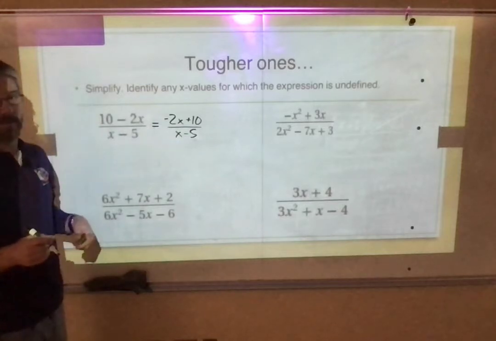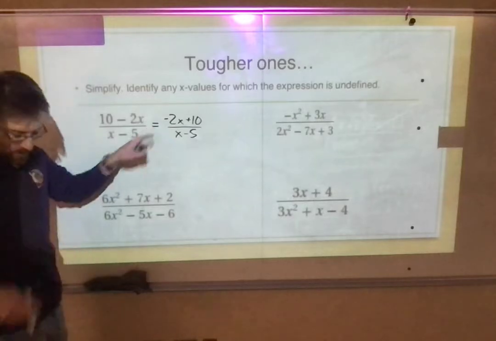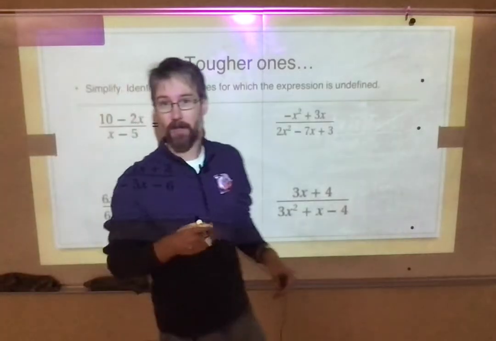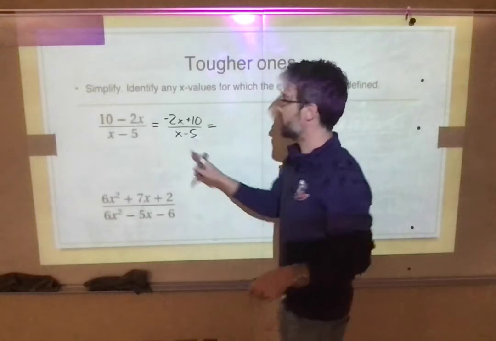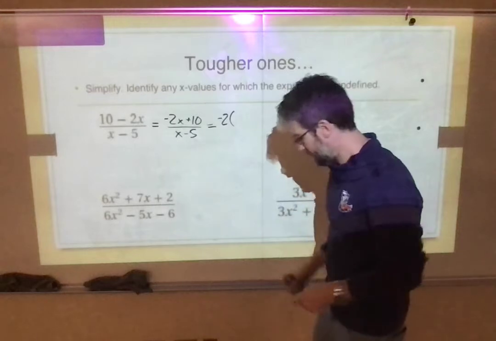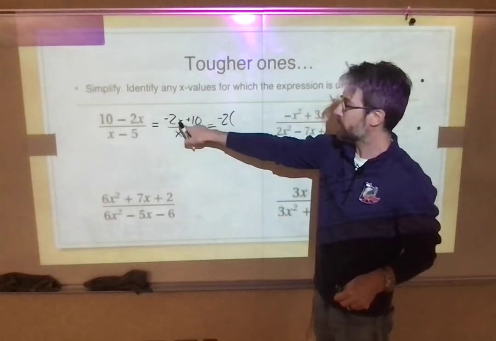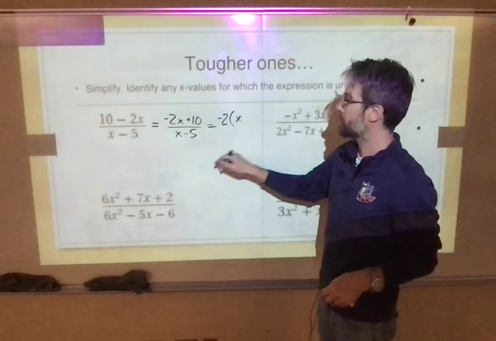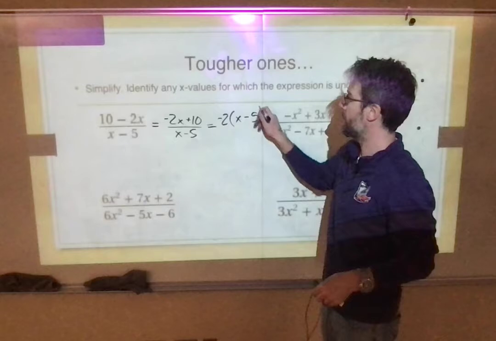2 and 10 are both divisible by 2. However, this is a negative 2. If your leading coefficient is negative 2 in a math class, chances are you need to factor out a negative number. So instead of taking out a 2, I'm going to take out a negative 2. Now what's left on the inside? The negative 2x, when I take out a negative 2, is just x. When I take a negative 2 out of the 10, it makes it a minus 5.